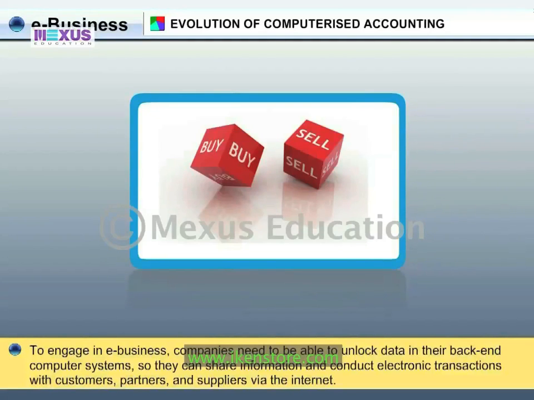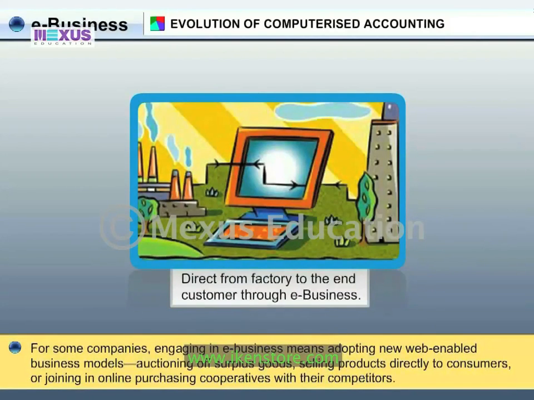To engage in e-business, companies need to be able to unlock data in their back-end computer systems so that they can share information and conduct electronic transactions with customers, partners and suppliers via the internet. For some companies, engaging in e-business means adopting new web-enabled business models, auctioning off surplus goods, selling products directly to consumers, or joining in online purchasing cooperatives with their competitors.